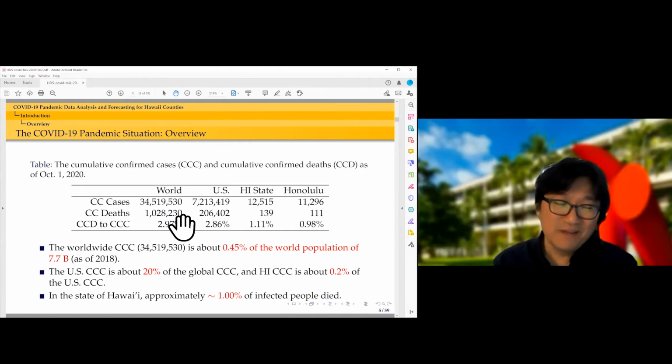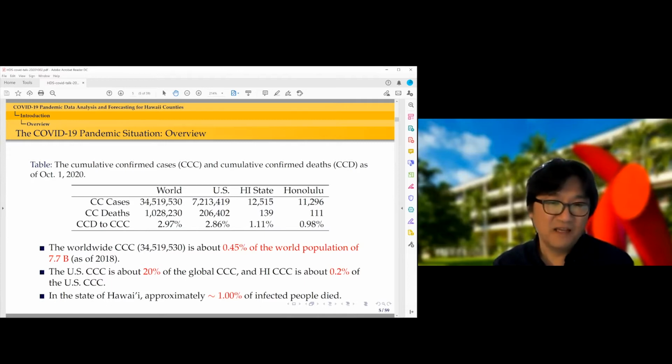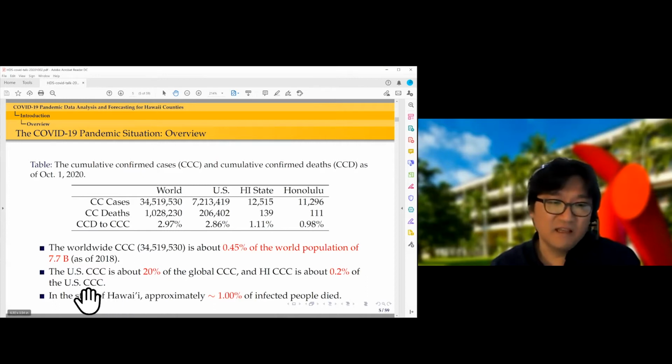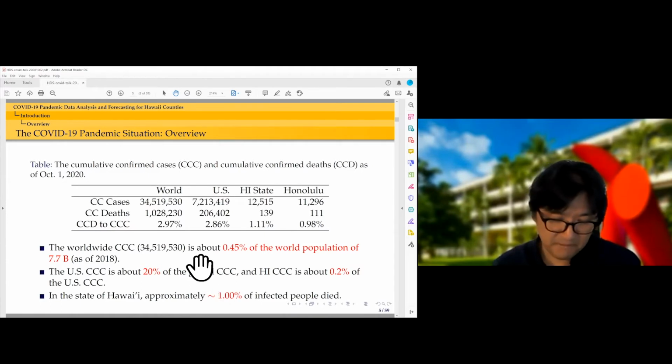If you simply divide this death number by case number, worldwide it is about 3%, and the US is kind of close to that. Hawaii is doing a better job, although what's been done in the last few months is not that impressive. Again, the state of Hawaii data and Honolulu data are similar to each other. Roughly speaking, in the state of Hawaii or Honolulu County, approximately 1% of infected people have died so far.